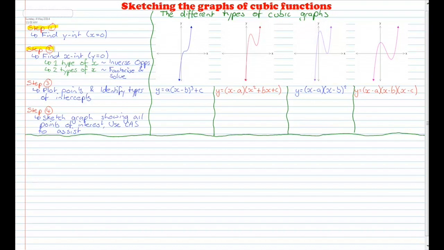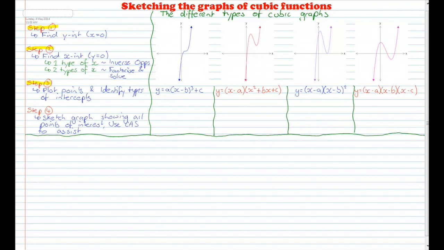Now in order to be able to find the x-intercepts for cubic functions, what we need to do is identify how many different types of x we've got. So for example, if we've got just the one type of x, what we need to use is inverse operations, that is, use BODMAS and then work backwards in order to be able to solve for x. Now if we've got 2 or more different types of x, what we need to do is go through and factorize in order to be able to solve.